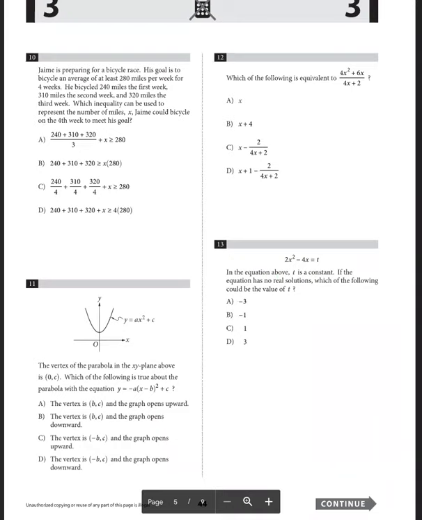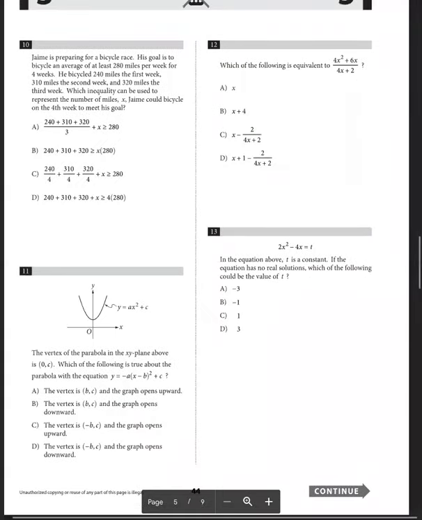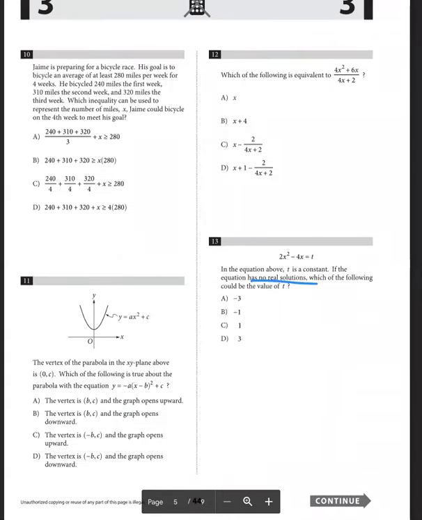If you're thinking about the solutions, when I think of no real solutions, this is how I'll try to explain it. If I think of no real solutions, you need to know that there are no x values that will factor out into this. So what I'm going to do first is I'm just going to move the t to the other side. And you're left with that.